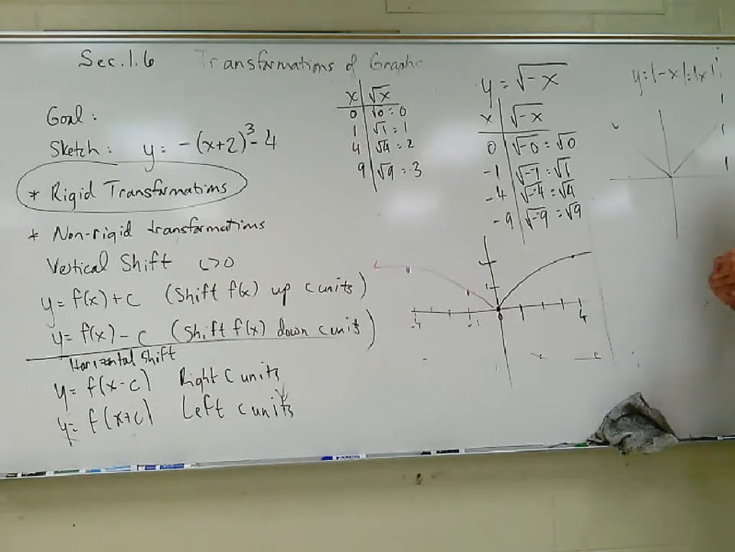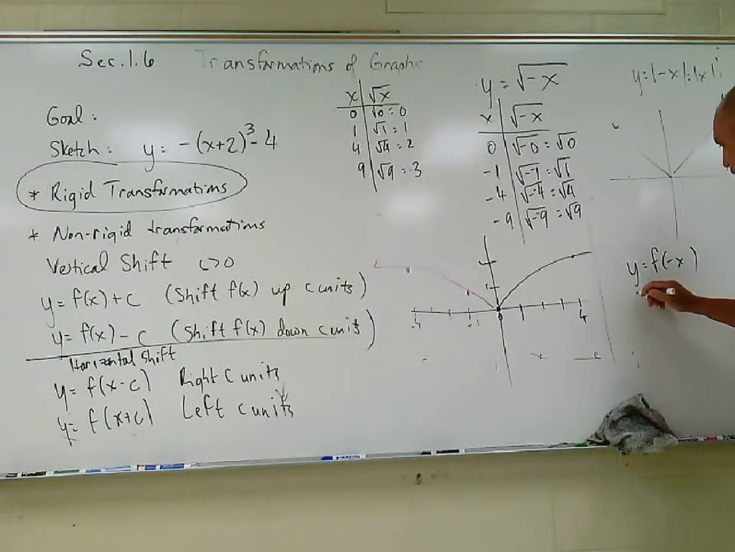How do I write it generally, Elgin? How do we write a negative on the inside for any function? What would be my little formula? Y equals what? Yeah, f of negative x. That's exactly right. So anytime we have this look here, we will say flip f of x about the y-axis.